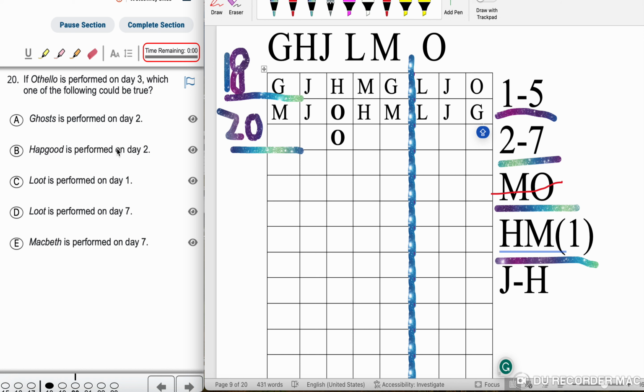H is performed on day 2. L is performed on day 1. L is performed on day 7. M is performed on day 7.